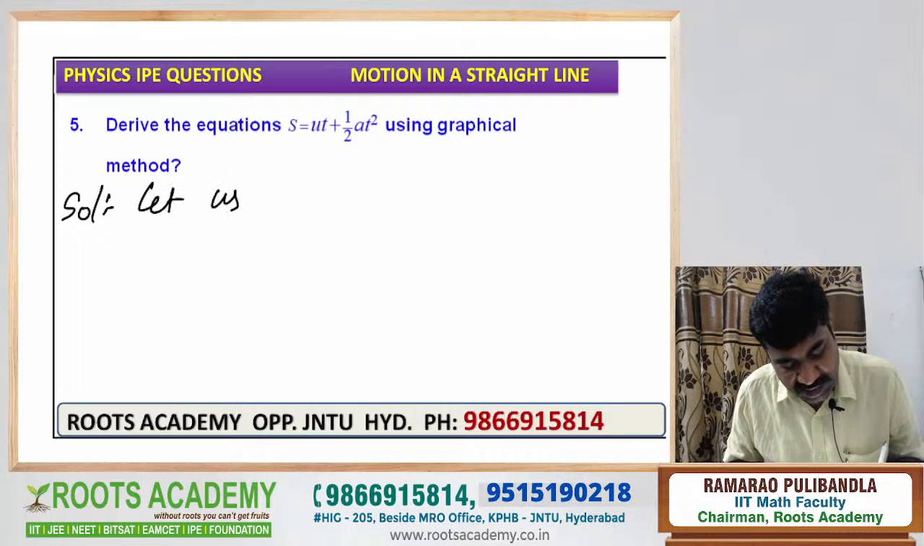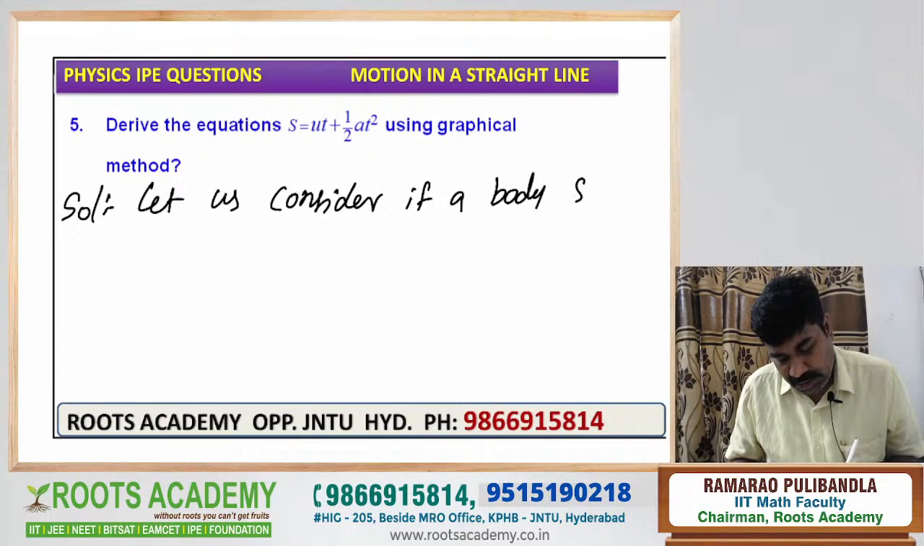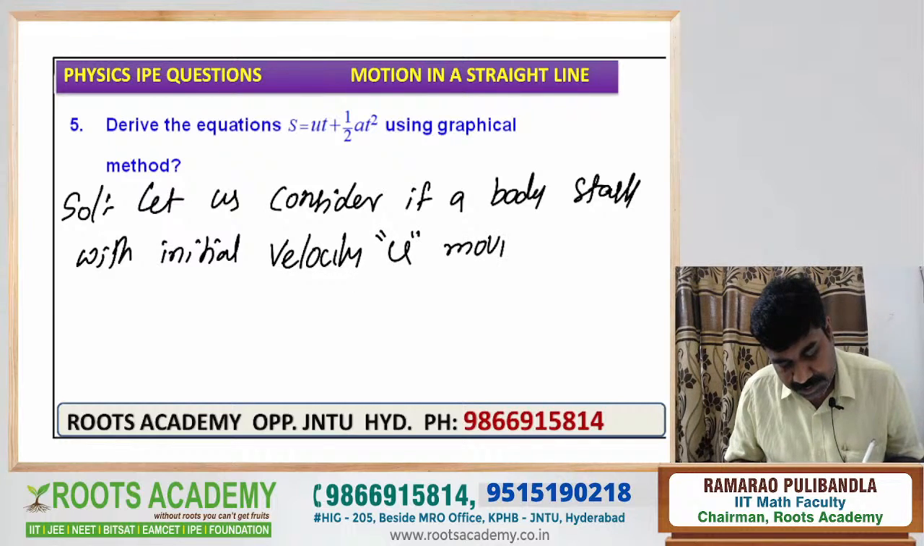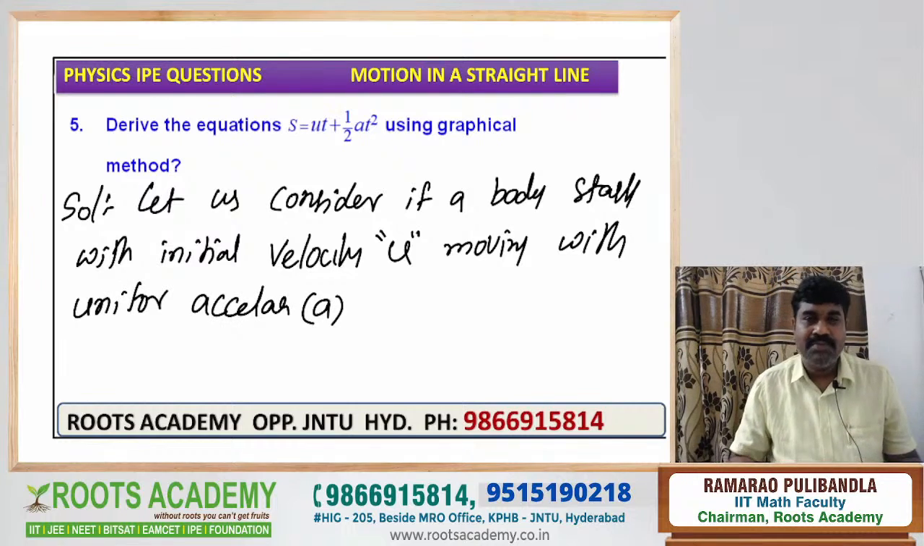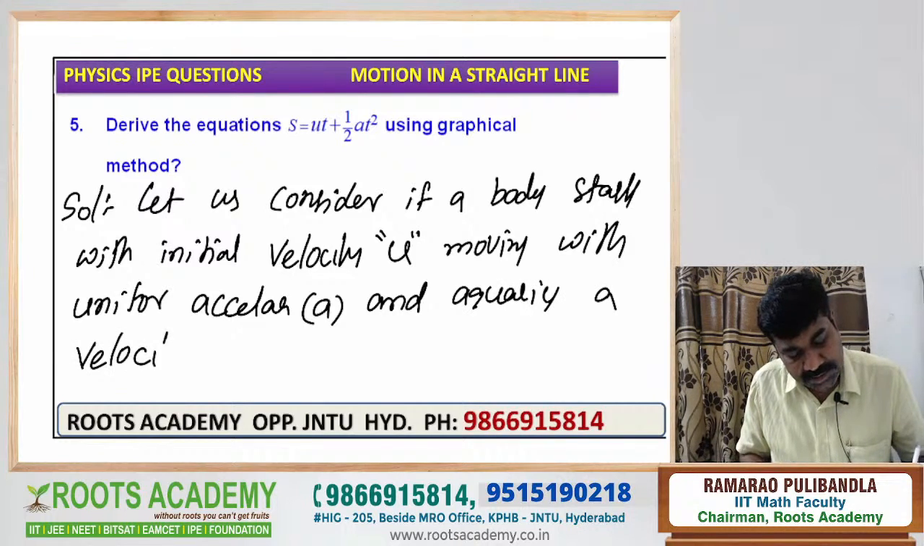Let us consider a body starts with initial velocity u, moving with uniform acceleration a, and acquires a velocity v in time t seconds.